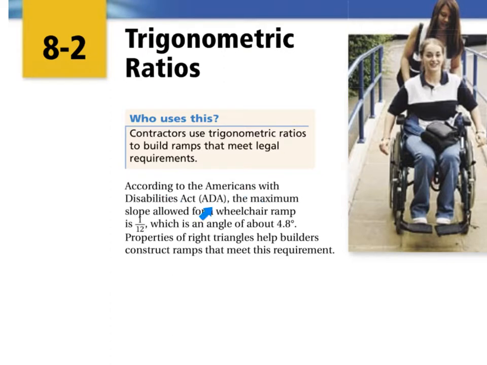According to the ADA, the Americans with Disabilities Act, the maximum slope allowed for a wheelchair ramp is 1/12, which is an angle of about 4.8 degrees. Properties of right triangles help builders construct ramps that meet this requirement. In addition, a police officer uses trigonometric ratios and other formulas to calculate the speed of a car as it was traveling in an accident. So many jobs out there that you may not realize do use trigonometric ratios.